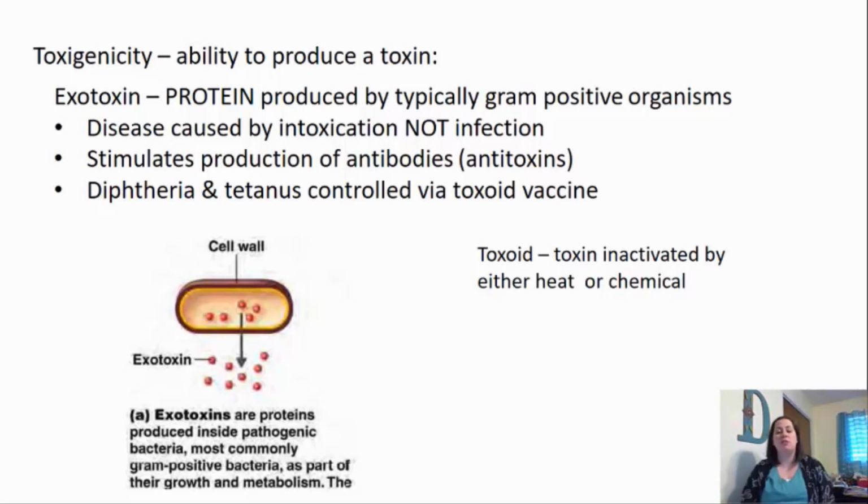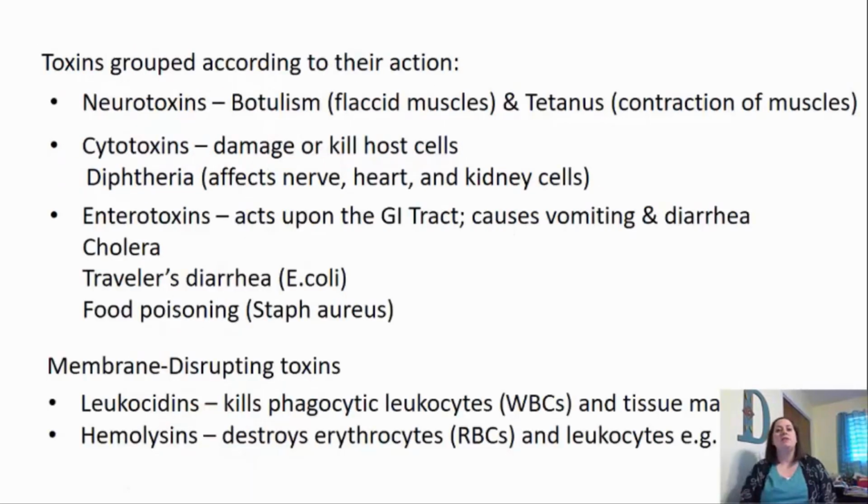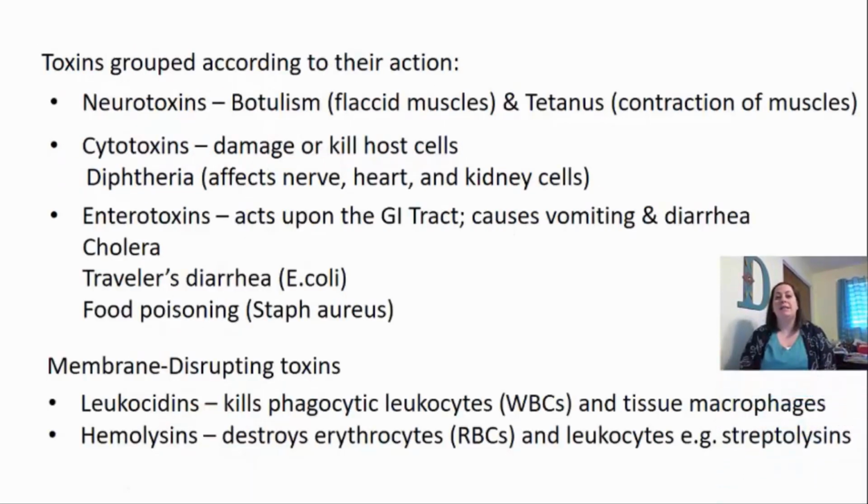Now guys, these are exotoxins, which means that they are produced by the cell and they are released. They exit the cell, thus the exotoxin. These exotoxins are also soluble in our body fluids and they can spread over long distances. Now, toxins can be grouped according to their action. Neurotoxins are going to affect, of course, the nervous system. An example of this is botulism. Botulism is going to cause the nerves to not fire to the muscles, making the muscles flaccid or paralyzed.